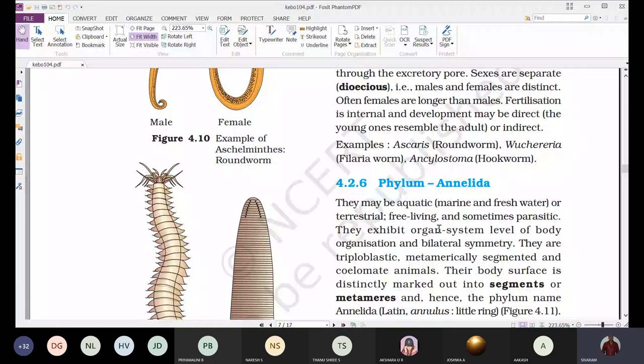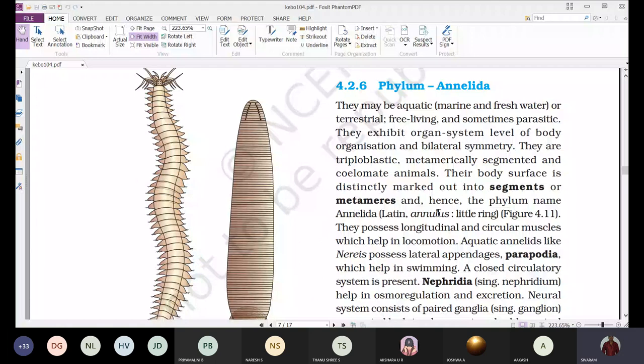And next, coming to phylum Annelida. Okay, phylum Annelida. They may be aquatic, marine and freshwater, or terrestrial, free living, and sometimes parasitic. For example, you can take leeches. Okay, these are parasitic on the blood of vertebrates. It is an ectoparasite on the blood of vertebrates, the leeches.